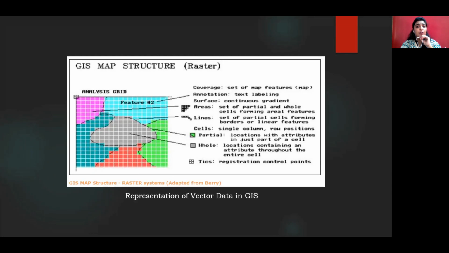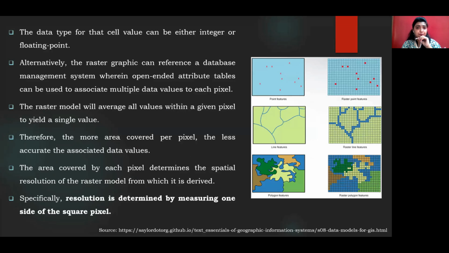So they're always shown in form of pixels, generally in the shape of a square pixel arranged in rectangular format. The data type for each cell value can either be an integer or a floating value. Alternatively, the raster graphic can reference a database management system wherein open-ended attribute tables can be used to associate multiple data values for each pixel. The raster model will average all values within a given pixel to yield a single value.